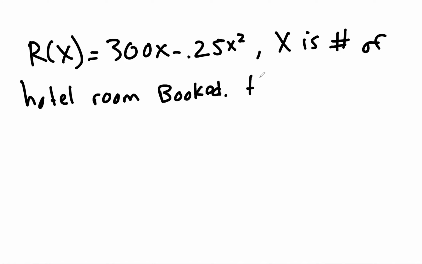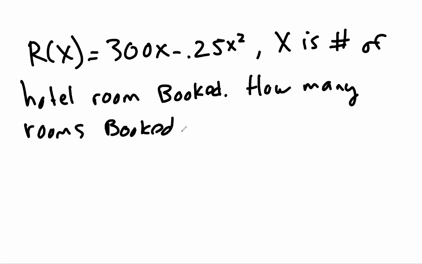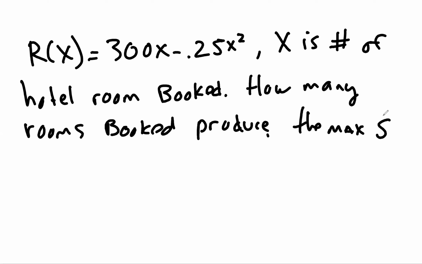Now here's the question that we're actually trying to solve. The question is, how many rooms booked produce the max amount of money? That's my question. So take a second, think about this. We're given a function. We know that in that function, x is the number of hotel rooms that's booked. My question to you is, how many hotel rooms do I need to book? Meaning I own the hotel, not that I'm a visitor.